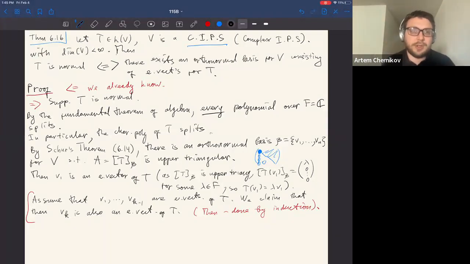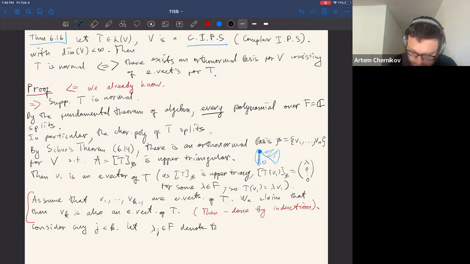All right, so let's show it. So consider any index j smaller than k, and let lambda j be the scalar in F. Let it denote the eigenvalue of T corresponding to Vj.